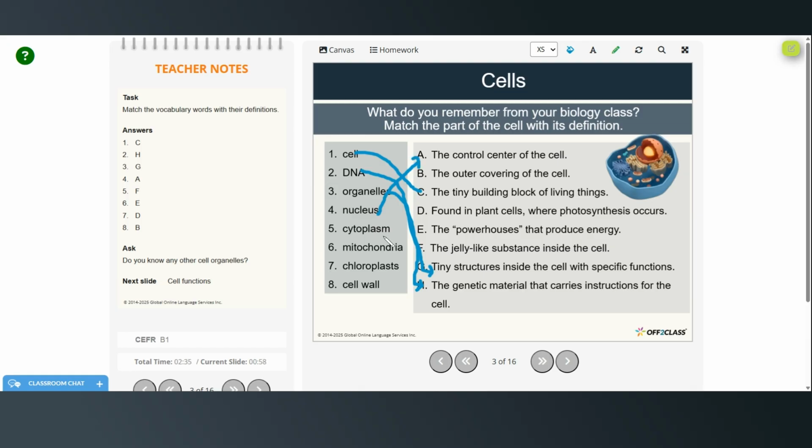Number five, cytoplasm is letter F, the jelly-like substance inside the cell. Number six, mitochondria is letter E, the powerhouses that produce energy. Number seven, chloroplasts, that's letter D. They're found in plant cells where photosynthesis occurs. And number eight, cell wall, is letter B, the outer covering of the cell.